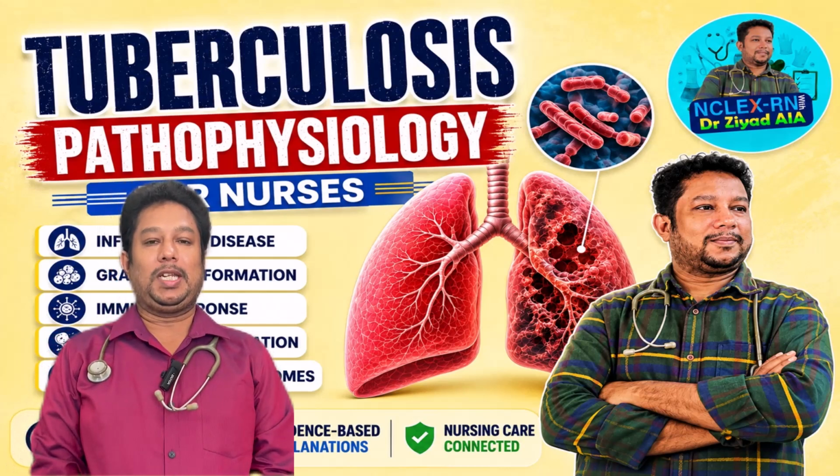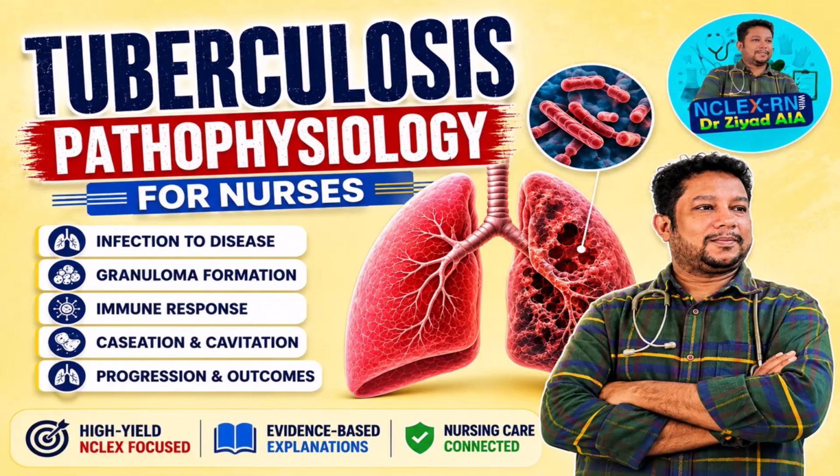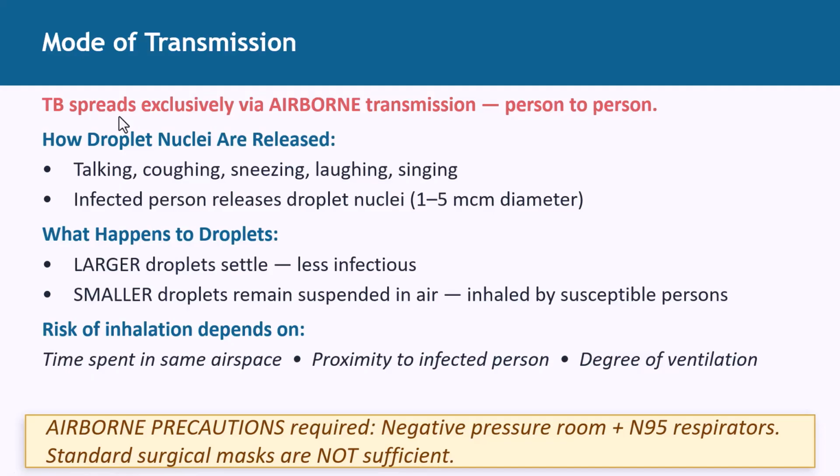In this tutorial series, we are going to discuss infection and pathophysiology of tuberculosis. TB spreads exclusively through airborne transmission, person to person. This is not a contact disease. You do not catch TB by touching someone or sharing their dishes. It is entirely spread through the air.